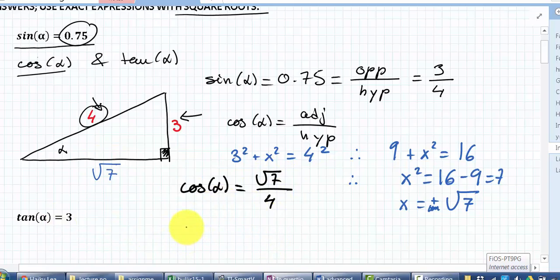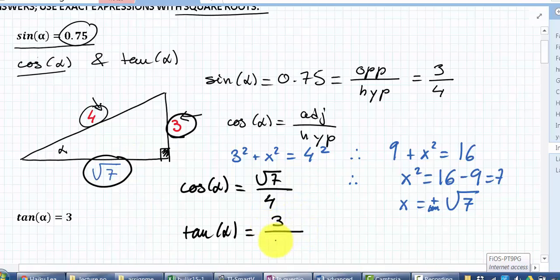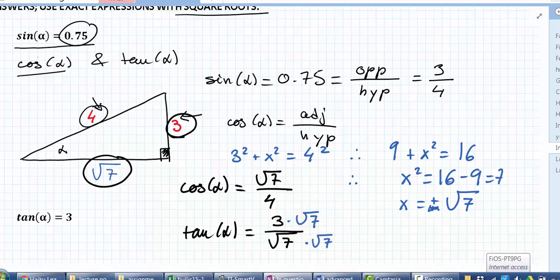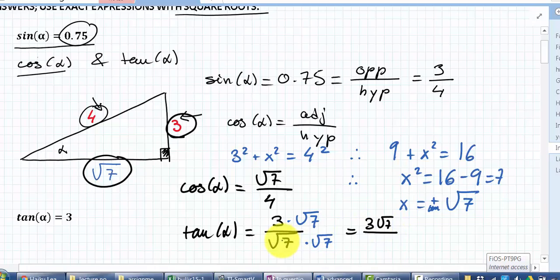I'm going to have to do this problem lower. Tangent alpha is the opposite over the adjacent. In SOHCAHTOA, it's TOA, opposite over adjacent. So it is 3 over square root of 7. You may have been taught not to leave a square root in the denominator. If you want to, you can rationalize the denominator by multiplying by square root of 7. You would find 3 root 7 over, what is square root of 7 times square root of 7? It's square root of 7 squared, which is just 7. So we have found the cosine and the tangent of the angle alpha.